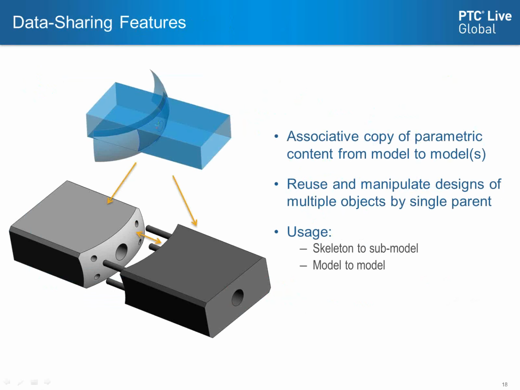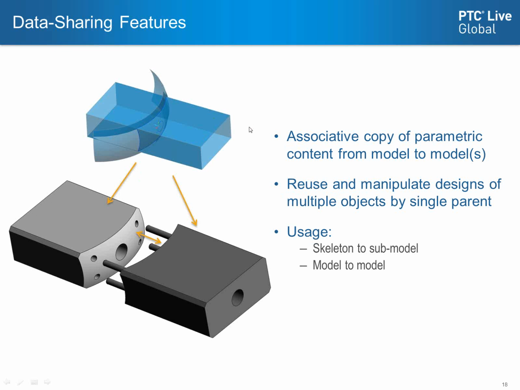What are data sharing features? So we talked about how we communicate information from skeletons to models. Also, data sharing features can communicate information from a model to another model. A data sharing feature is basically an associative copy of certain parametric content from one model to another. It allows you to reuse and to manipulate designs of multiple objects by a single parent. So they can either be used from skeletons to submodels or from one model to another. It doesn't matter, it's the user's choice how to do it.